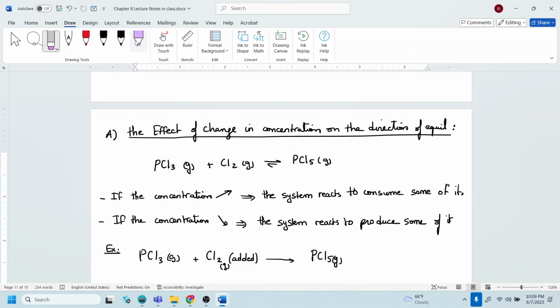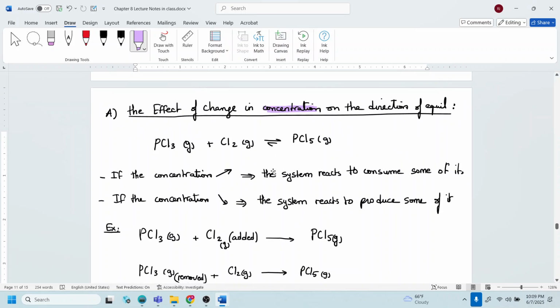The first factor is the concentration. This is the reaction over here. We are reacting phosphorus trichloride with chlorine in order to get phosphorus pentachloride, PCl5. So the question is, predict the direction of equilibrium if I increase the concentration of the chlorine. So the concentration of the Cl2 is added.